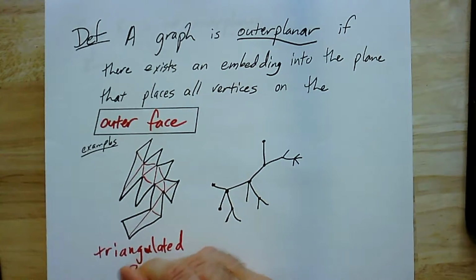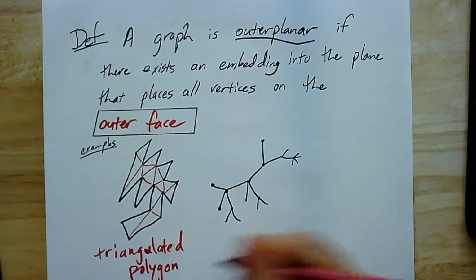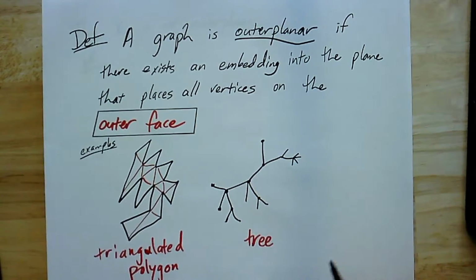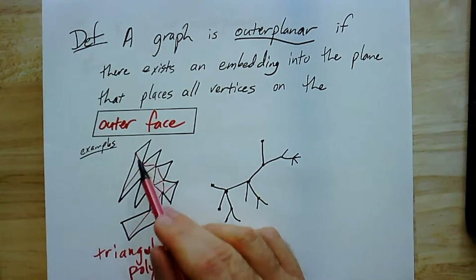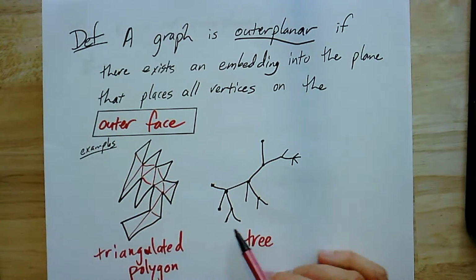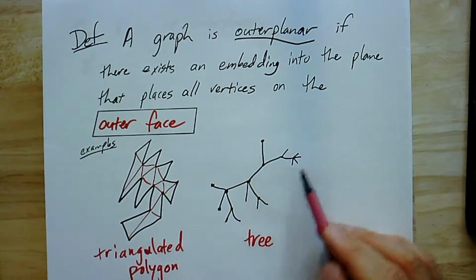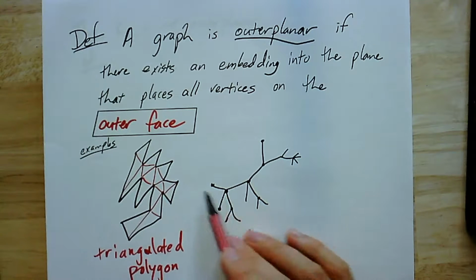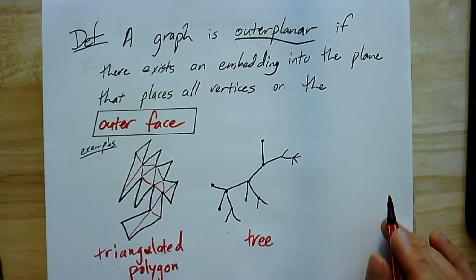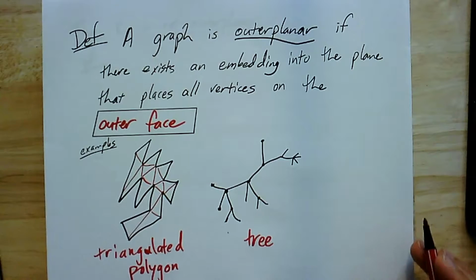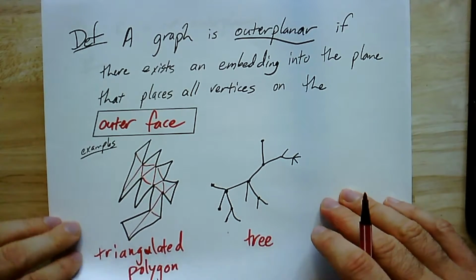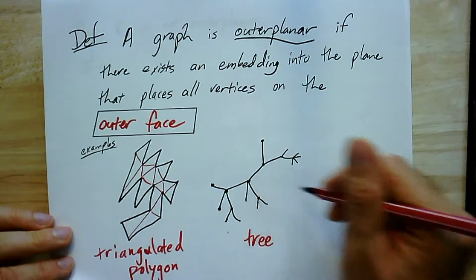And this other example here is a tree. All right, so in this case, the outer face really is bounded by a cycle. Here, the edges that are on the outer face are really all the edges of the graph, which is one of the properties of a tree. So these are two examples where every vertex is on the outer face.